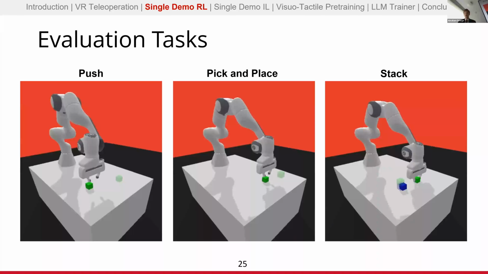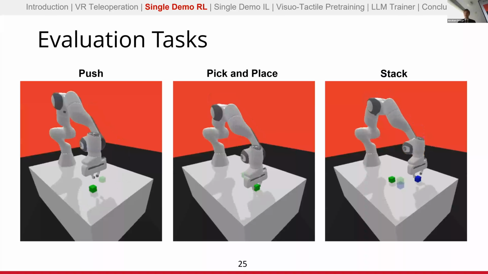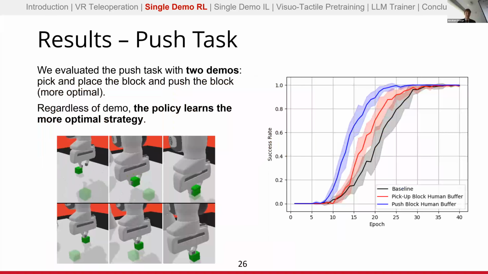We evaluated on 3 tasks: a push task, a pick and place task, and a stack task. For the push task, we tested with 2 different styles of demonstration. The first demonstration picks up the block, carries it over to the goal location, and sets it down. The second demonstration just slides the block across to the goal location. If we do not give the RL method any demos, it will learn the sliding method because it does the task more optimally. It can solve it quicker than having to wait for the gripper to open and close.